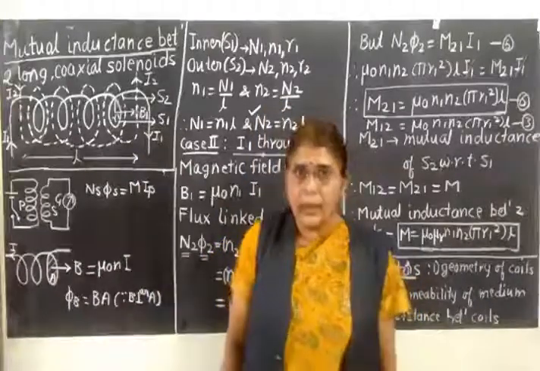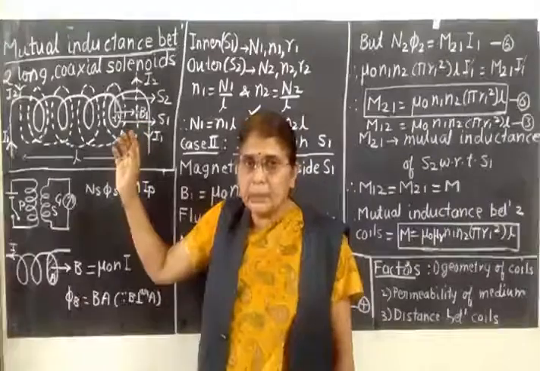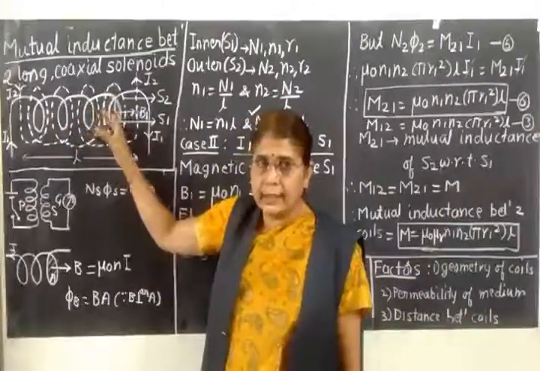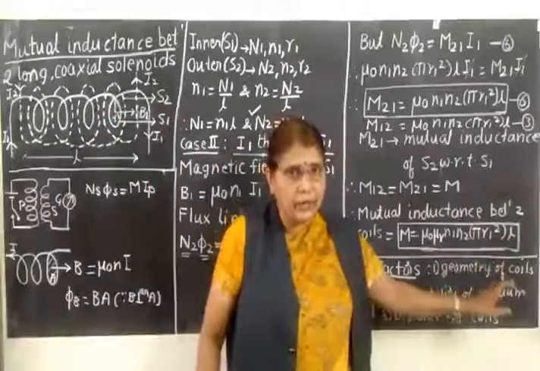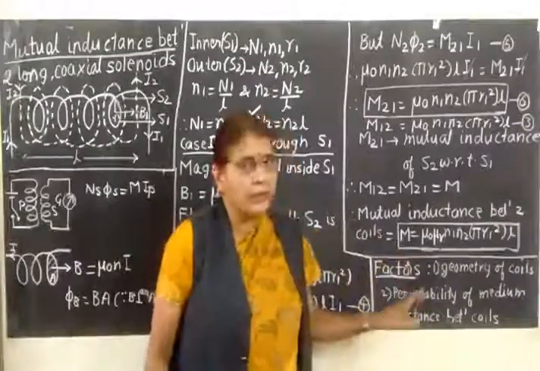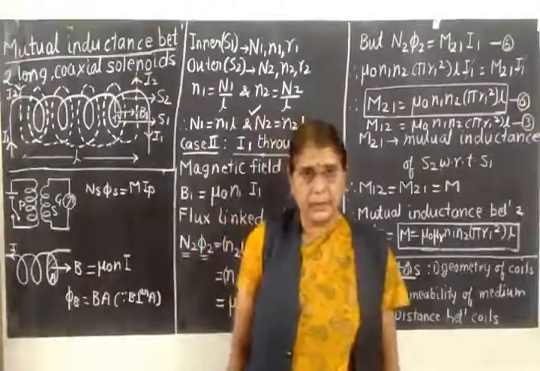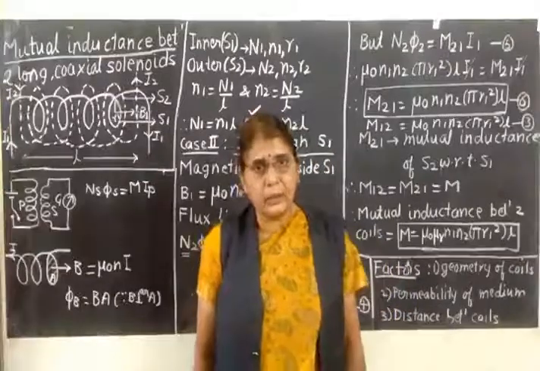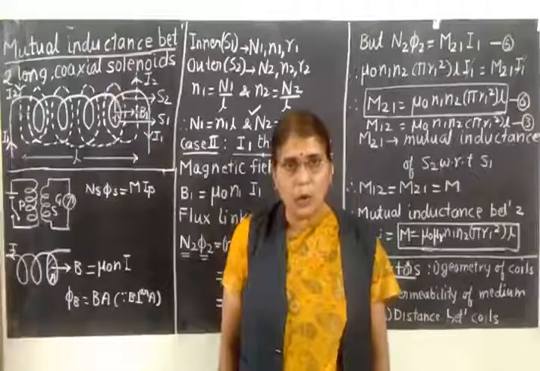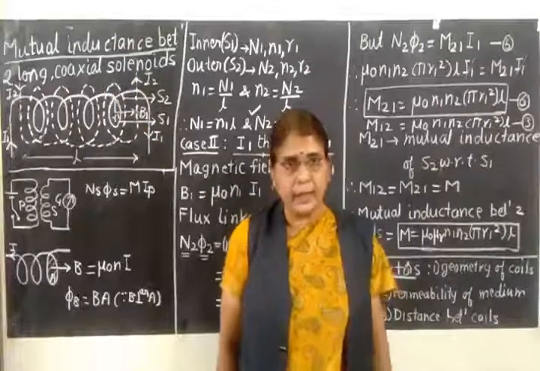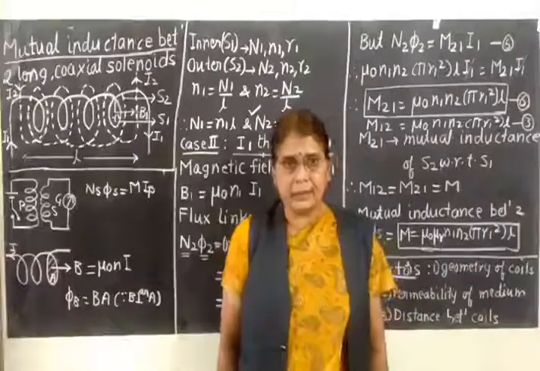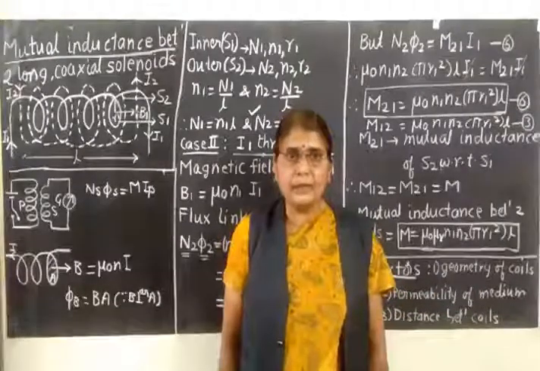Once again, the factors on which mutual inductance depends are: number of turns, area of cross section and length, which means the geometry of the coils; the permeability of the medium; and the distance between the two coils. So what points have we learnt in today's session? We have done a derivation for mutual inductance between two long coaxial solenoids, and then we have worked out the factors on which the mutual inductance depends. So this is all for today's session. Thank you.